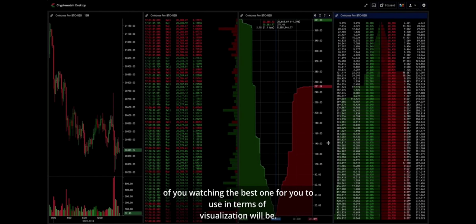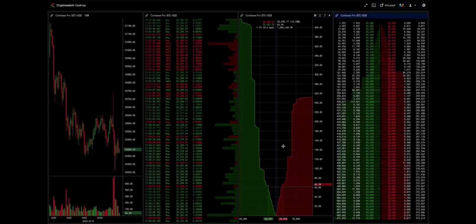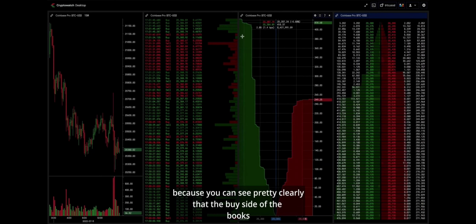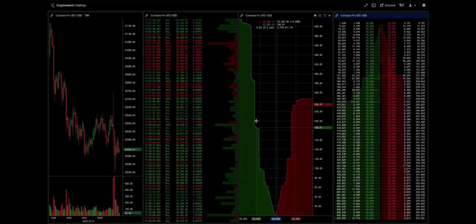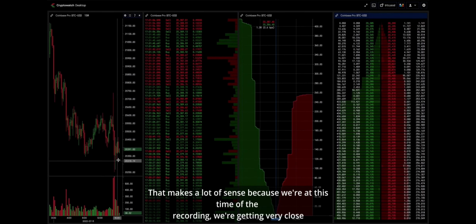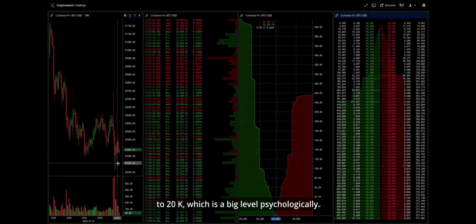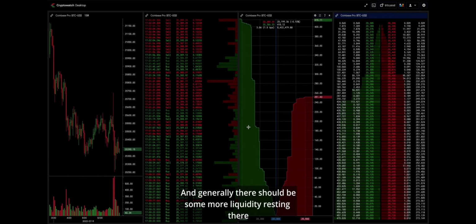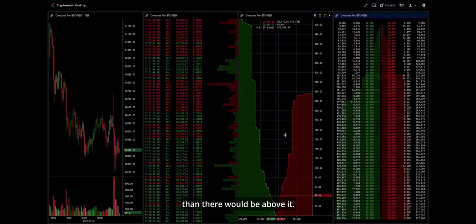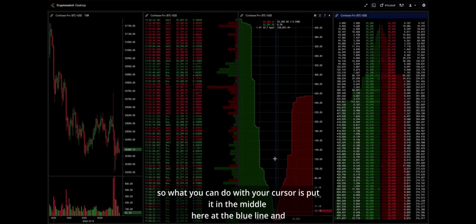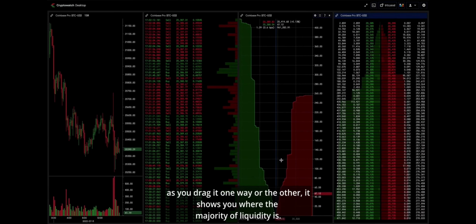For any of you watching, the best one for you to use in terms of visualization will be this one. Because you can see pretty clearly that the buy side of the books has more liquidity at the moment. That makes a lot of sense because at the time of recording, we're getting very close to 20k, which is a big level psychologically, and generally there should be some more liquidity resting there than there would be above it. So what you can do with your cursor is put it in the middle here at the blue line, and as you drag it one way or the other, it shows you where the majority of liquidity is.